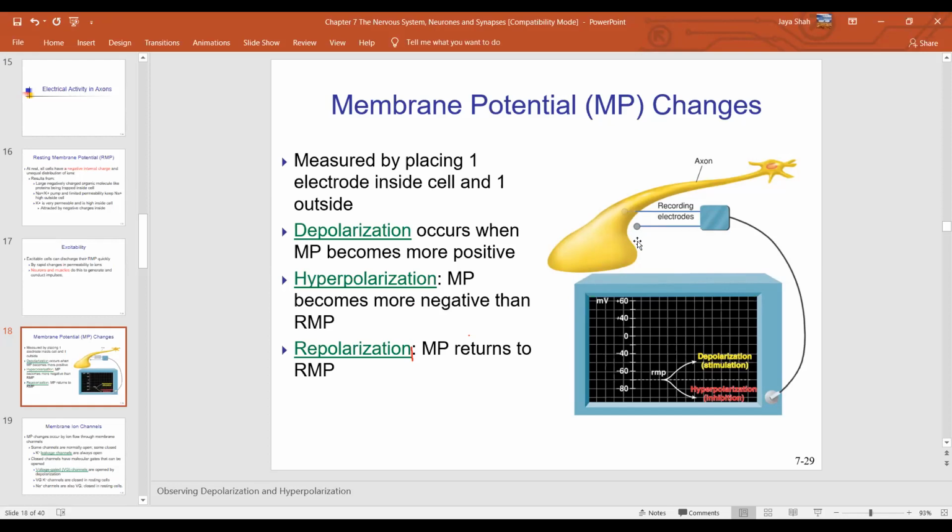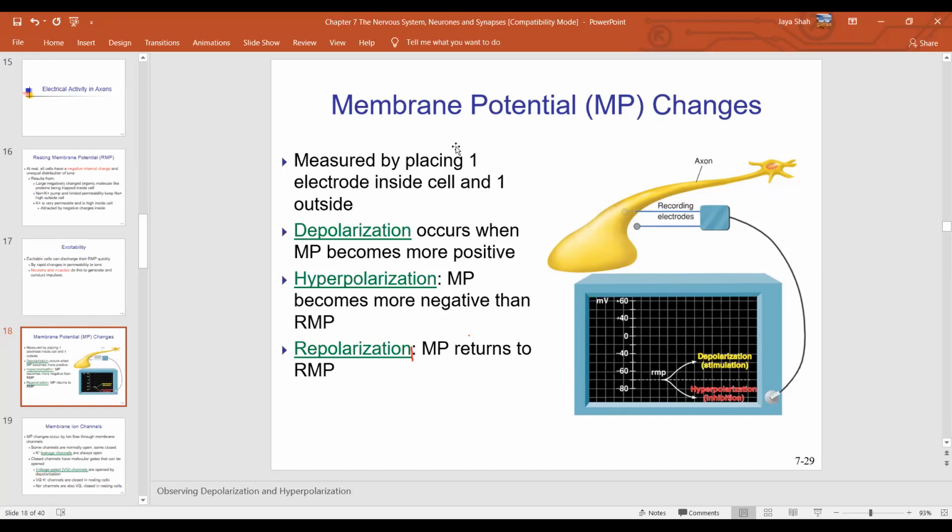Now, if somehow I open a potassium channel, where is more potassium? Inside the cell, yes? Usually sodium is outside more and potassium is inside more. So if I open a potassium channel or a chloride channel, chloride is also negative. If we open the potassium channel, what happens? Potassium will come out. When potassium comes out, what happens? From negative 70, you will go down. And that is called hyperpolarization.